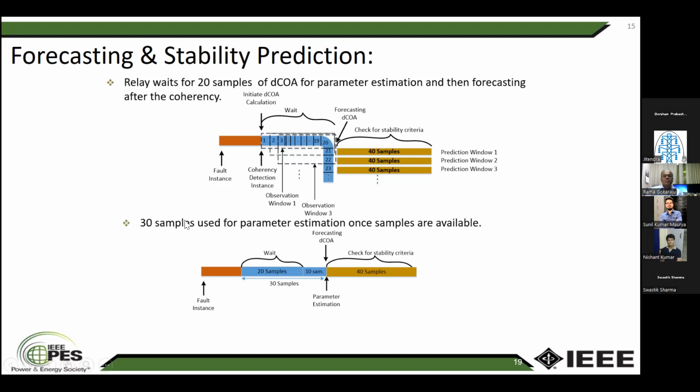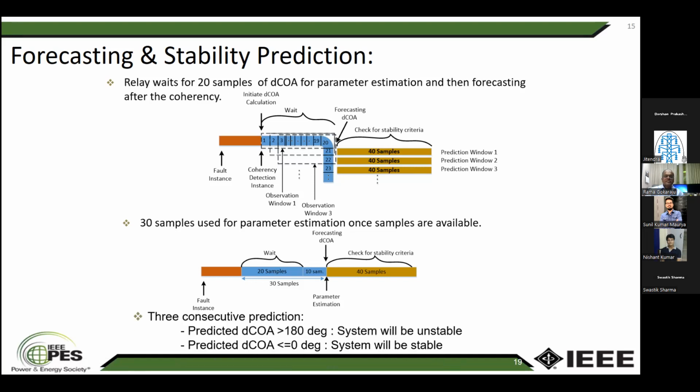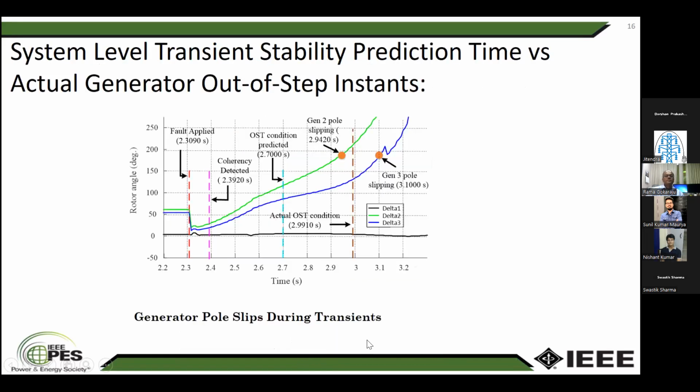So 30 samples are used for parameter estimation, like any adaptive filtering algorithm, and 3 consecutive predictions. If it says it is going to become 180 degrees apart, the system will be unstable. If it is going to be less than 0, then the system will be stable. So the system level transient stability prediction here I'm showing is for a system that we did.